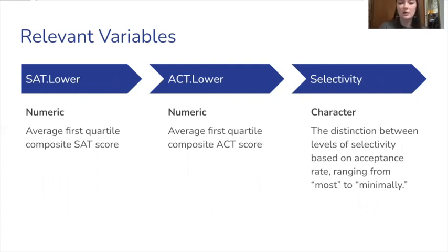SAT.lower and ACT.lower were also relevant numeric variables. These variables each listed the average composite score that students in the lower 25th percentile earned for their respective tests. And lastly, selectivity is a character variable that we actually ended up adding to the data set and working with a lot. We determined how selective an institution was, ranging from most to minimally, based off of their acceptance rates and information regarding selectivity found on collegetransitions.com.